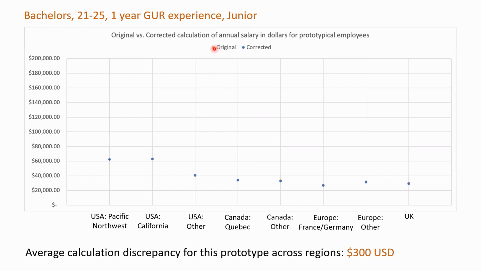The orange will give you what the original calculator predicted, and the blue gives what the corrected calculation would be. And really, it's hard to see the orange because the blue is covering up the orange. Maybe you can see some here, and that's because they are so close. In fact, the average discrepancy for this prototypical user researcher is only $300.